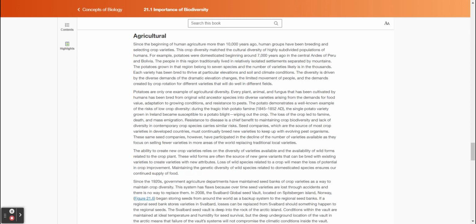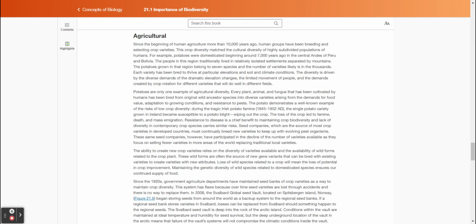The potato demonstrates a well-known example of the risks of low crop diversity. During the tragic Irish potato famine from 1845 to 1852 AD, the single potato variety grown in Ireland became susceptible to a potato blight, wiping out the crop. The loss of the crop led to famine, death, and mass emigration.